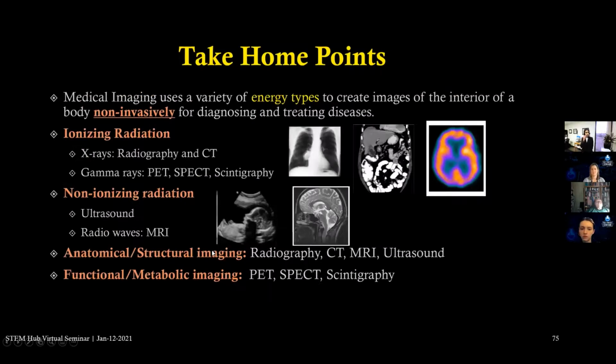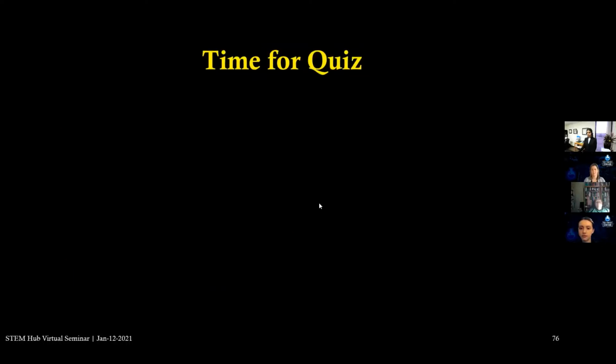So final take-home messages. Medical imaging uses a variety of energy types to create images that are distinct. You have modalities that use ionizing radiation like X-ray and gamma rays, and non-ionizing radiation like ultrasound and MRI. And anatomical information is primarily provided by CT and MRI, whereas functional information is provided by PET and nuclear medicine images. Okay, so I think I'm done.